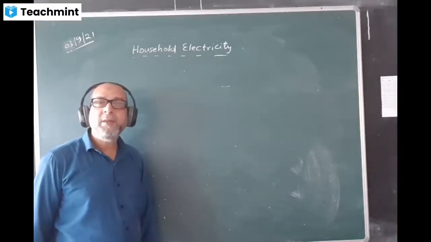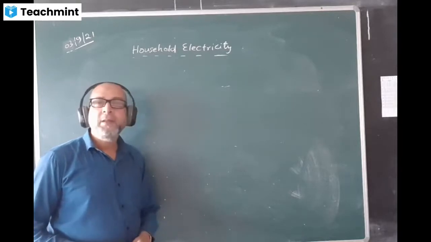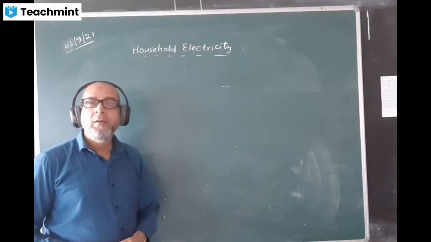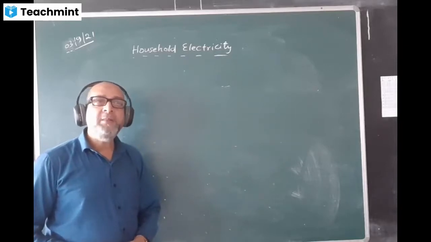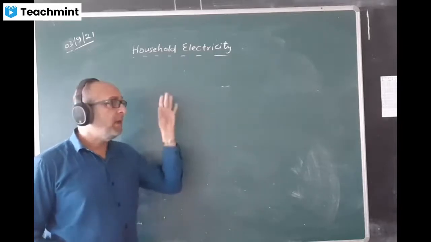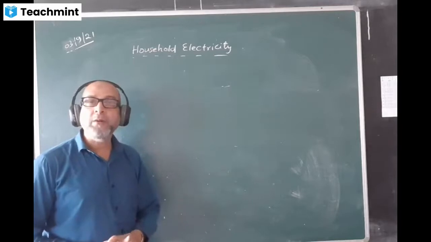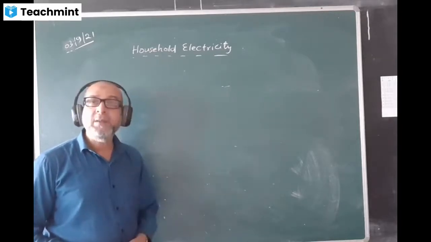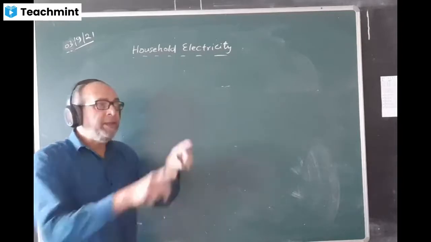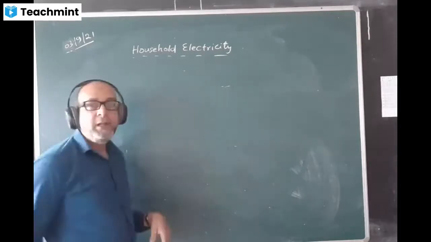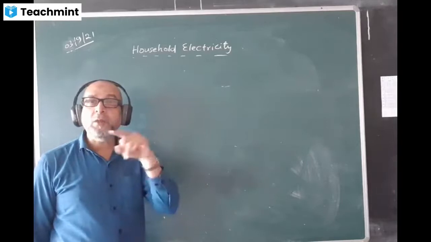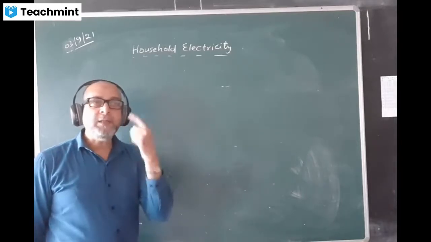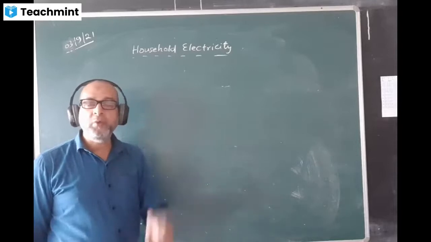Household electricity. Last time I gave you an idea that electrical energy, though the SI unit is joule, we generally measure in terms of kilowatt hour, because we pay our electricity bill every month on the basis of kilowatt hour. In the meter we have at home, kWh is written. 1 kilowatt hour makes 1 unit, 2 kilowatt hour makes 2 units, like that.